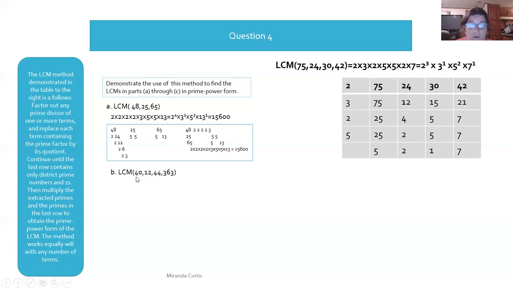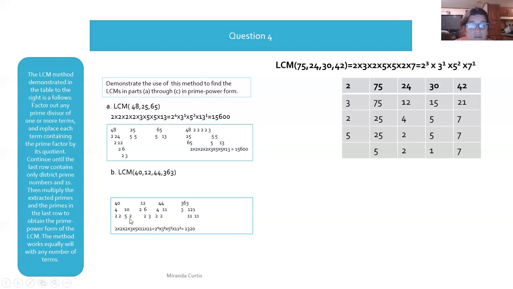Let's do the next one. 40, 12, 44, 363. Okay, 40 is 4 and 10. 4 is 2 and 2, so we're done. There's our primes. 10 is 5 and 2, there's our primes. Okay, 12 is 2 and 6, 2 is prime. 6 is 2 and 3, that's prime. Down to 44, you got 4 times 11, 11 is prime. Bring it down, 2 and 2 for 4. 363 is 3 times 121, 3 is prime. And then 121 is 11 times 11, and they're prime.